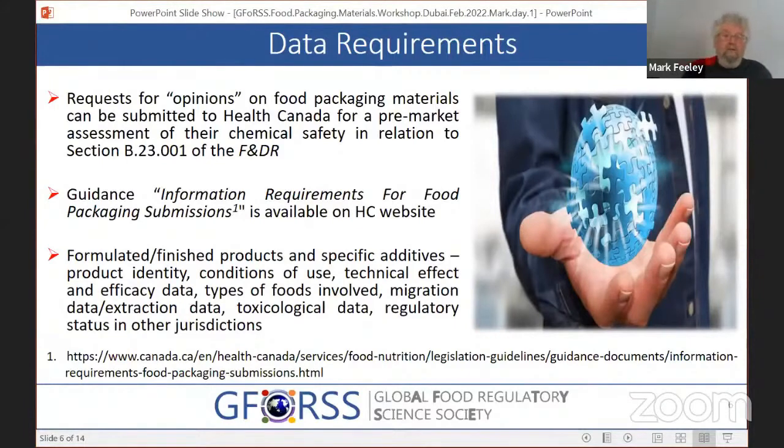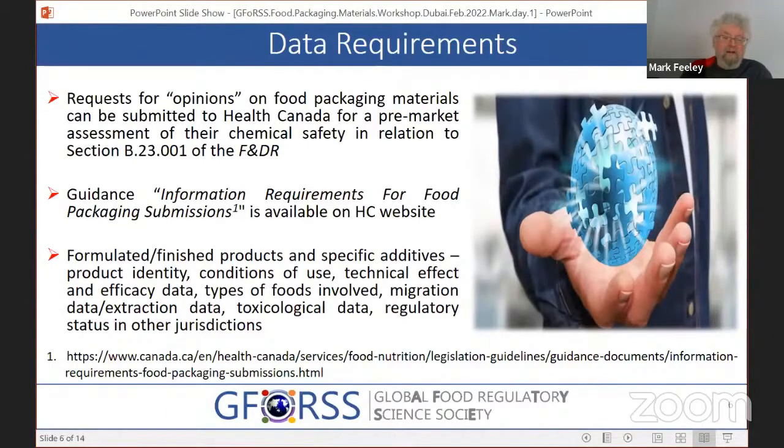Any and all information submitted to Health Canada is considered to be confidential business information. Health Canada will not share it without the explicit consent of the submitter, nor will they acknowledge the existence of a submission until it's been completed.